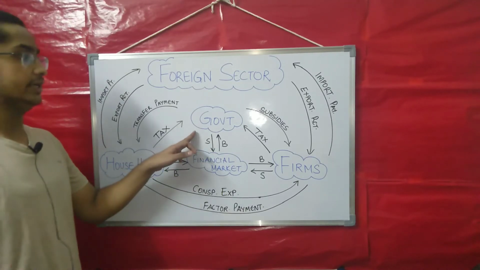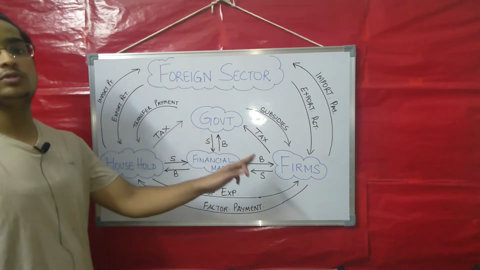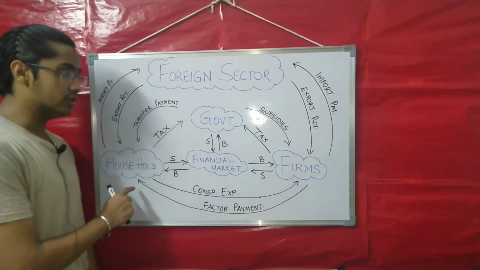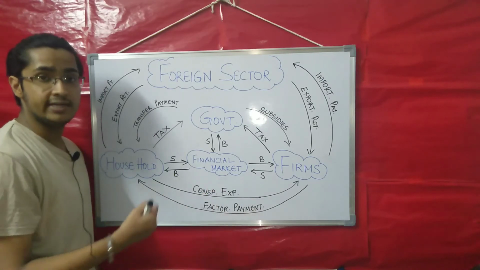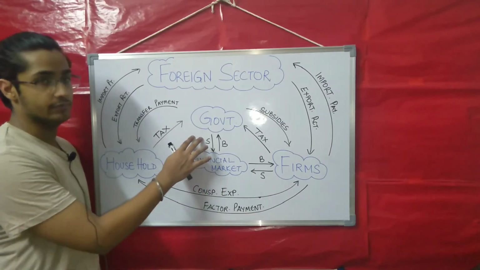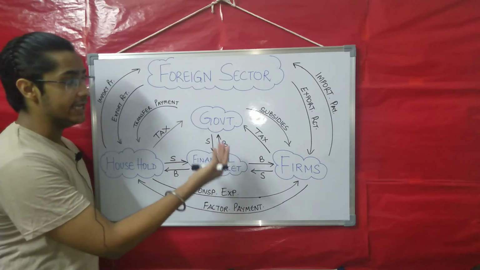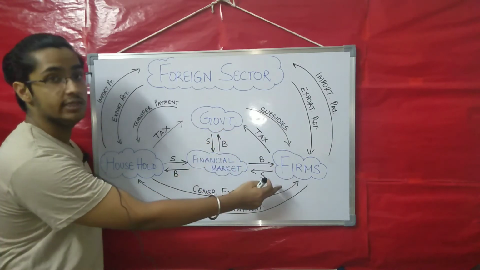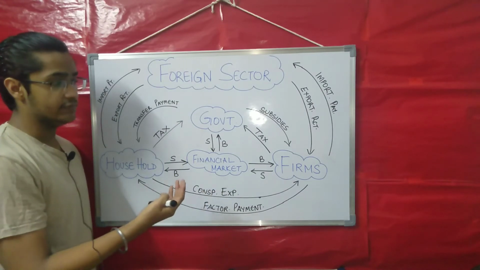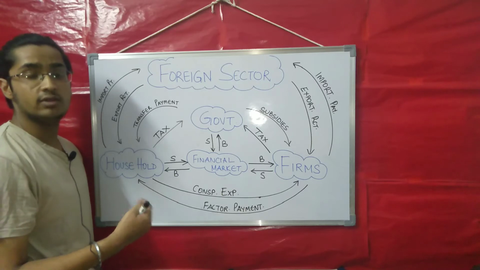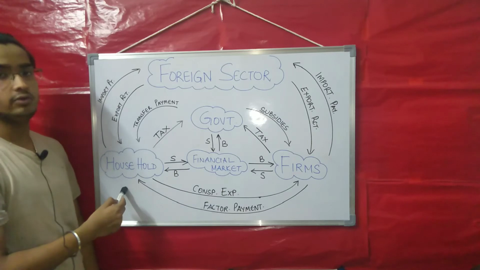Now coming to the government. Both your household and firms give taxes to the government. The household gives GST or your private income taxes, whereas firms give corporate tax and other types of taxes to the government. We can say that household and firm both give taxes to the government. In return, the government provides subsidies to the firm. Subsidies are a kind of financial help that the government gives to the firms for their upliftment, for the development. Whereas the government provides transfer payment to the household sector.